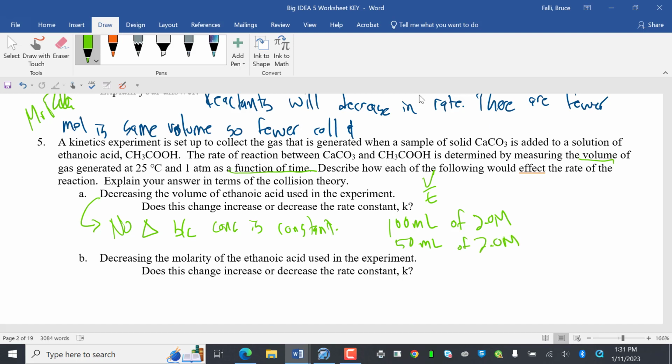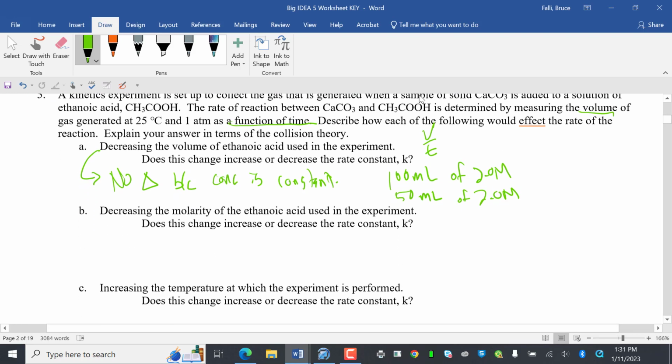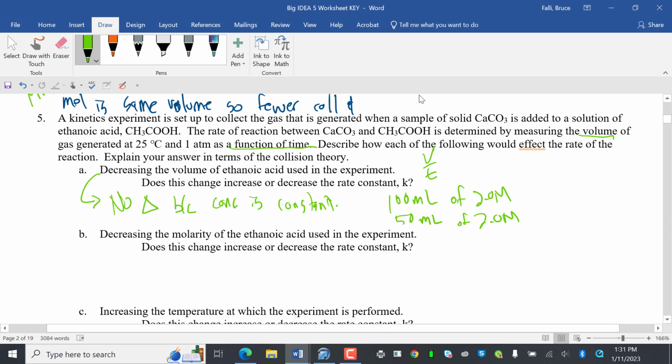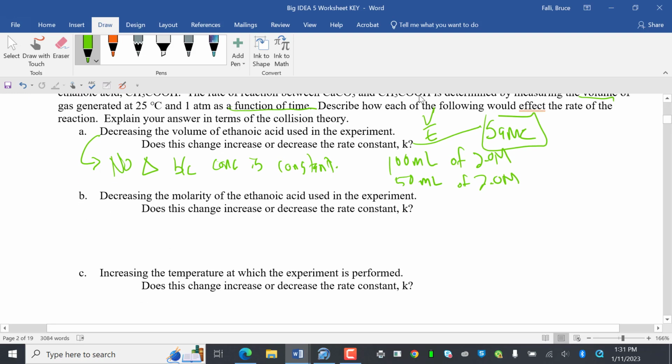So remember we did our sugar cube lab thingamabobber? The big beaker of water did not dissolve it faster than the medium beaker of water. Does this change, increase or decrease the rate or k? It's going to be the same, which I said don't worry about that yet, but it'll be the same. It's always the same unless you change the temperature.